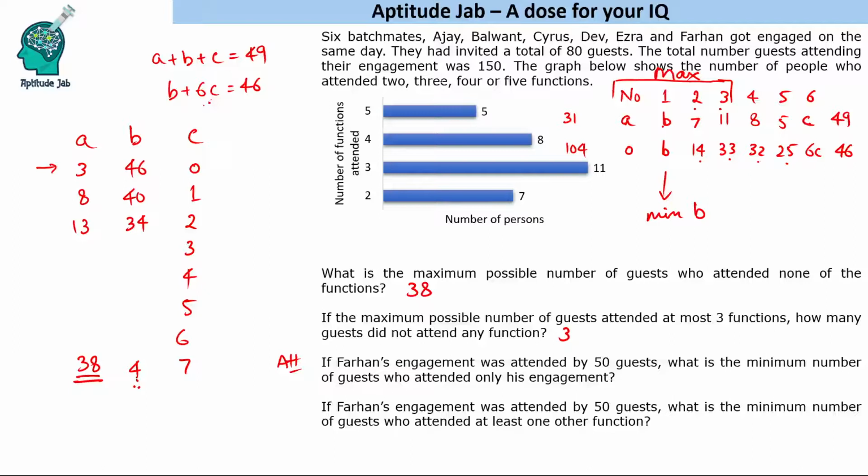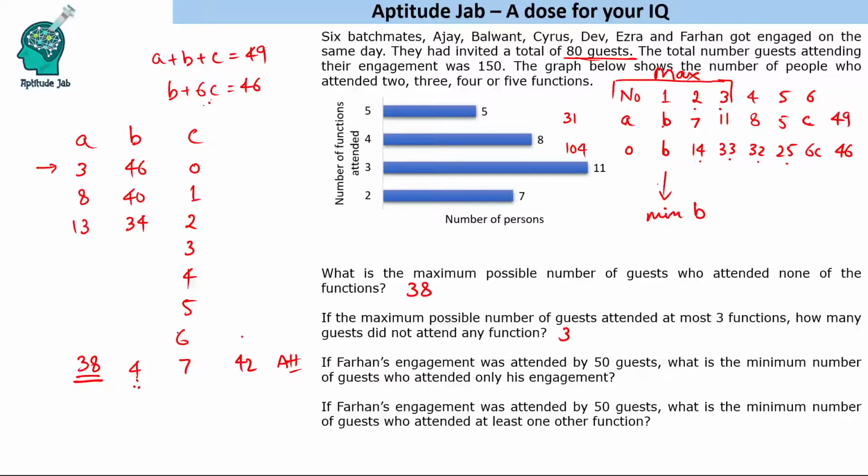There are a total of 80 guests. So if 38 people are not attending, then 42 people are attending the function. But we know that his engagement was attended by 50 guests. So we should have at least 50 guests attending the function. Then in that scenario, we will have to find the minimum possible value of B. So not in every case. That's a tricky question.